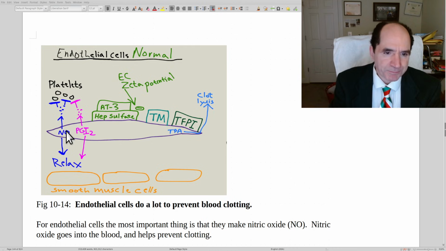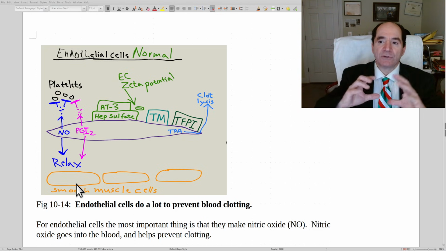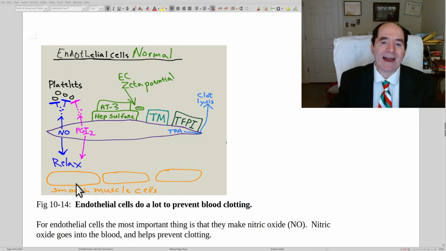In addition, the nitric oxide gas diffuses into the arterial wall to the smooth muscles, and it inhibits them from contracting, so they vasodilate. It's a vasodilator.